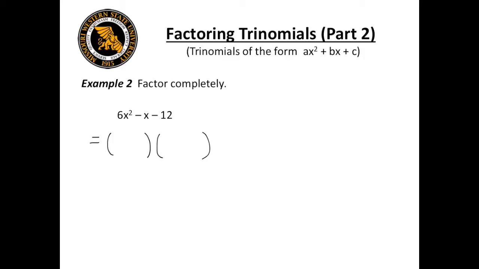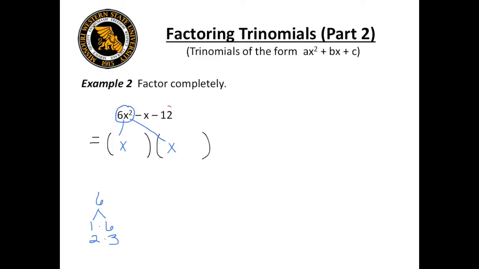We do know now that the factors of 6x squared must go in the front. So that tells us that each binomial will start with an x term. The factors of 6 that could potentially be the coefficients of those x terms consist of the factor pairs 1 and 6, or 2 and 3.